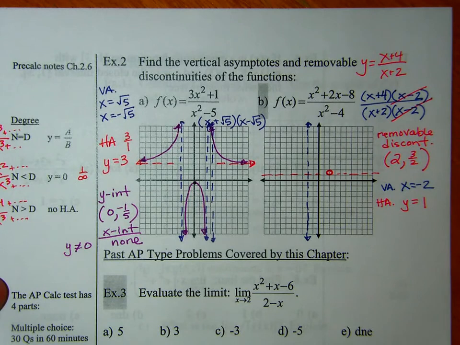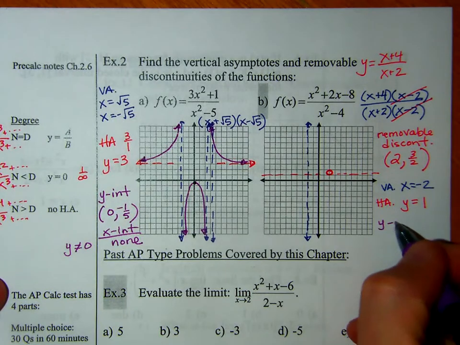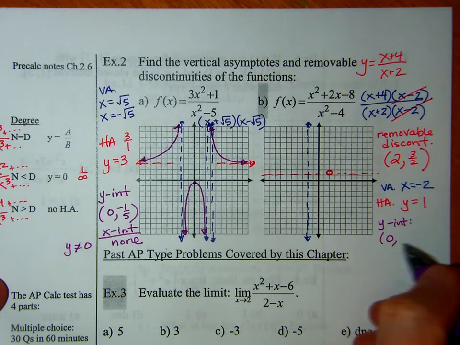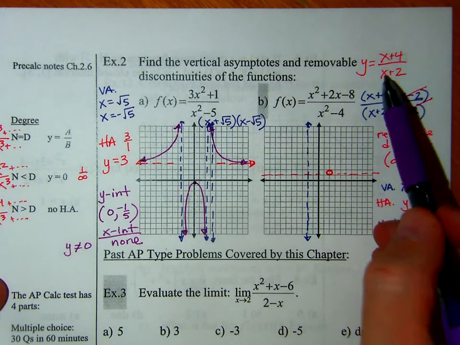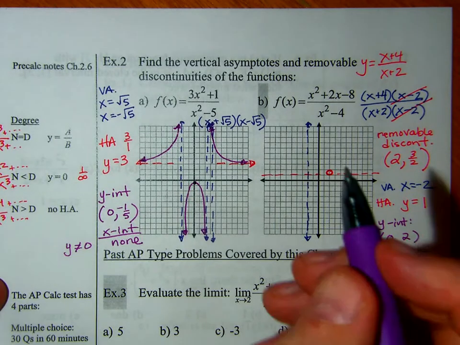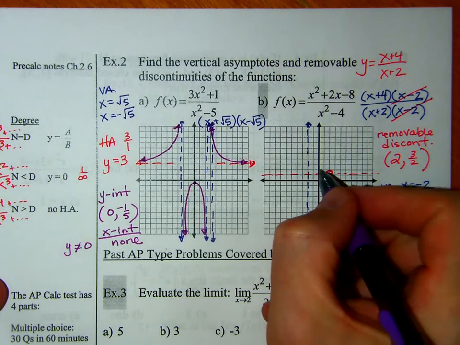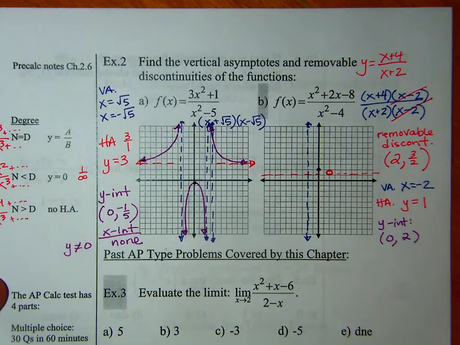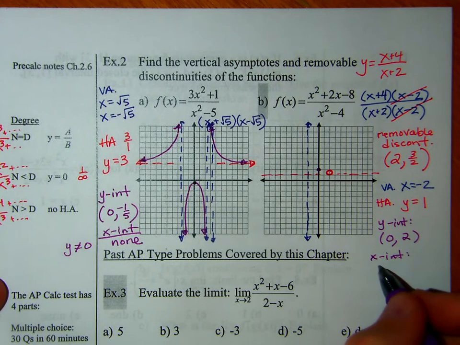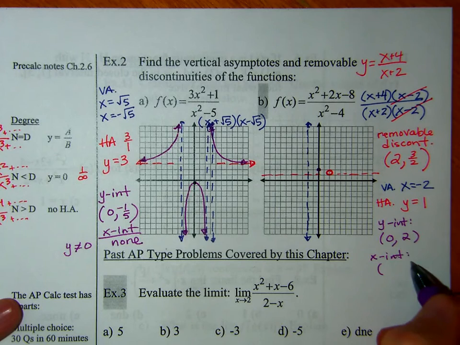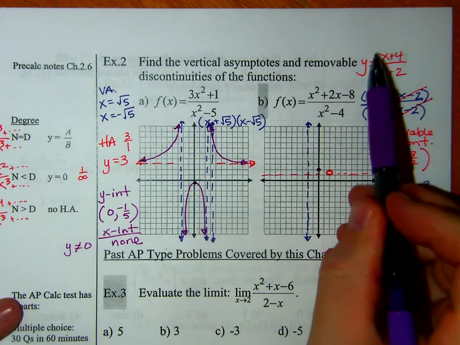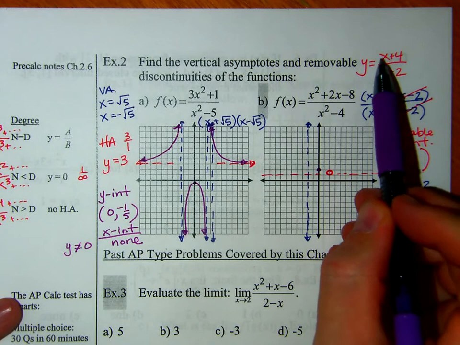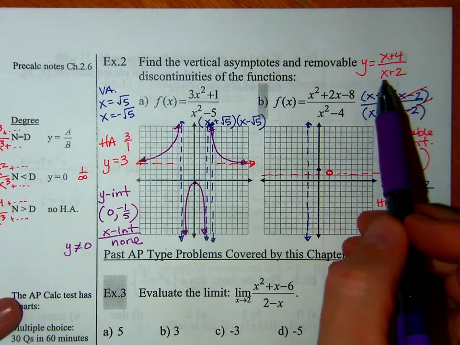So, this one does have, okay, so we can do a y-intercept and an x-intercept. So a y-intercept is going to be when x equals 0. So if we plug 0 in there, that's going to be 2. So we have a y-intercept at 0, 2, which is right here. And we have an x-intercept when y equals 0. So y is equal to 0 when the numerator equals 0. If x equals negative 4, we'd have 0 divided by negative 2, which is 0.